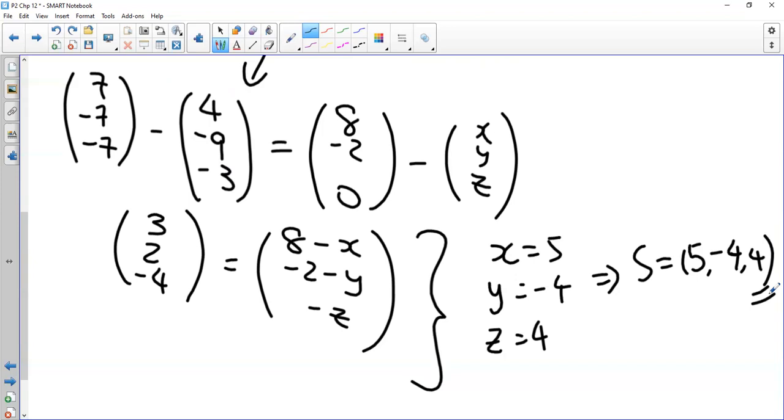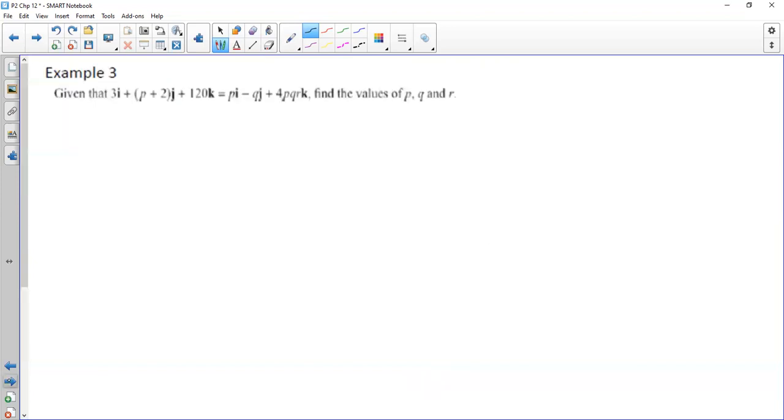Okay, done. So I know it's important, but we have to use the fact about parallelogram. So right, next one. Example number 3, given that 3i plus p plus 2j plus 120k equals that one, find the values of p, q, and r.